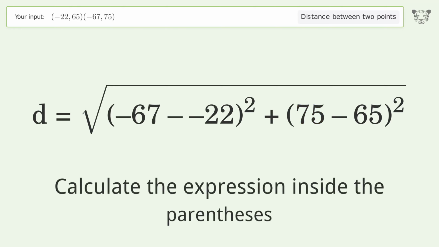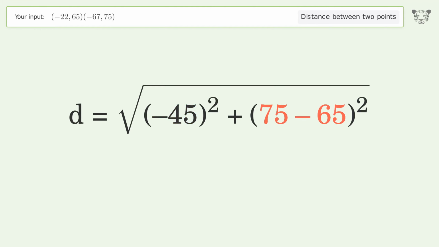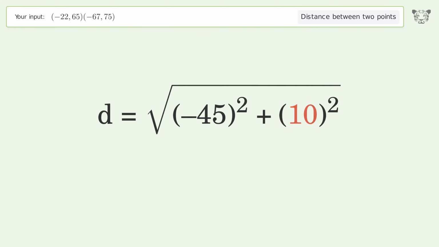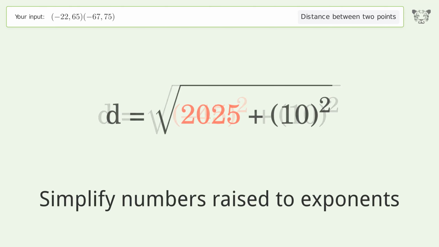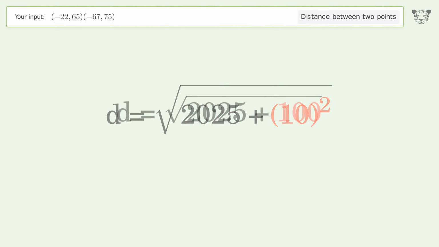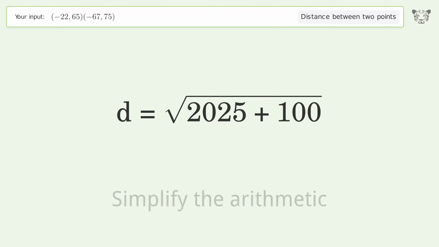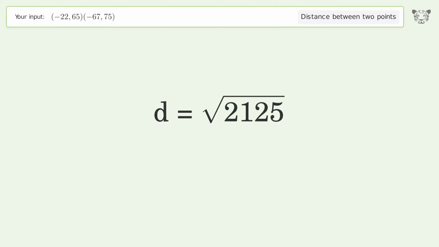Calculate the expression inside the parentheses. Simplify numbers raised to exponents. Simplify the arithmetic. And so the distance between the 2 points is the square root of 2125, or 46.098.